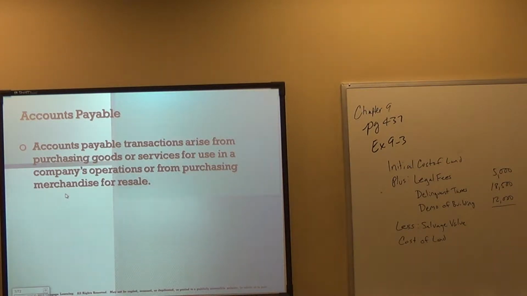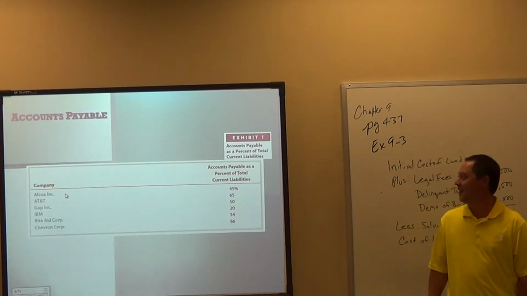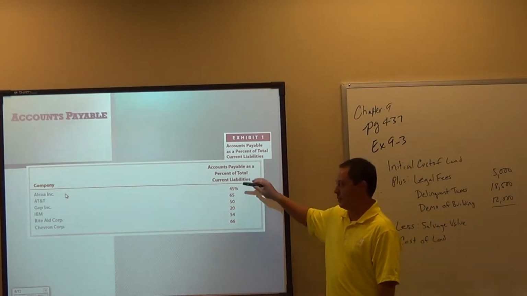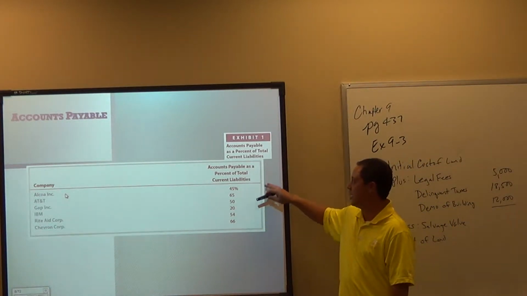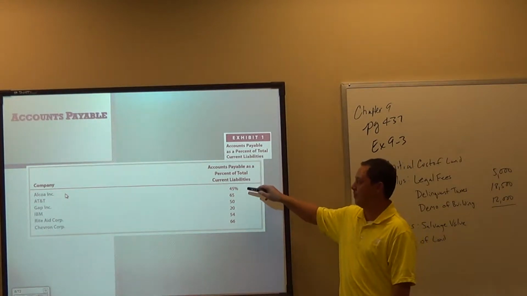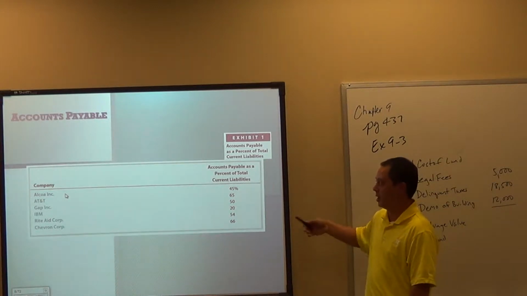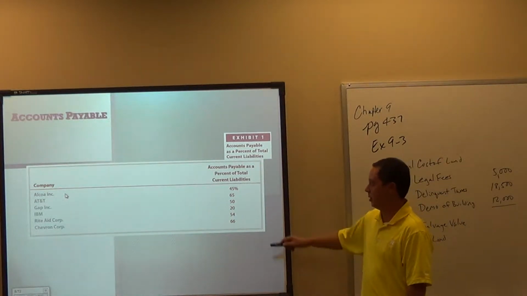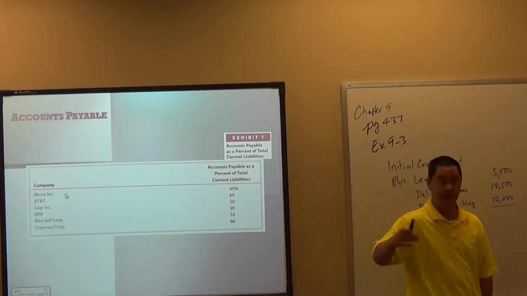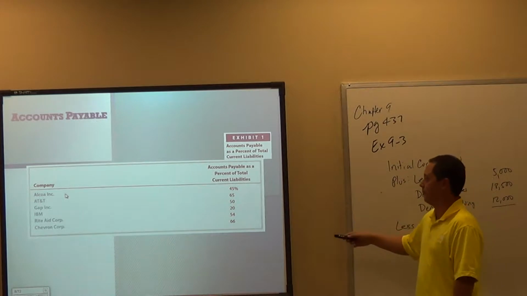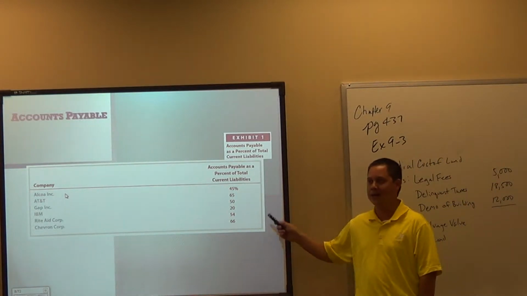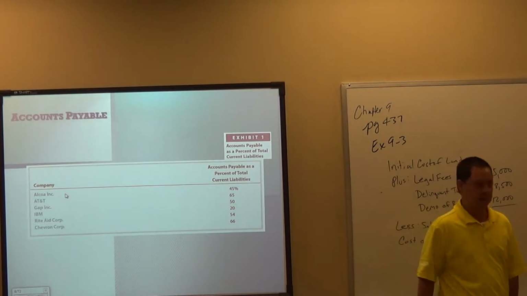So accounts payable transactions arise from purchasing goods or services for use in the company's operation, or purchasing merchandise for resale. All right, yeah. So in here, we look at some other companies that we looked at before with their fixed assets. You can see accounts payable as a percentage of the current liabilities. It's pretty high for a lot of them. And a lot of them is because they may be selling things as a part of it. So like Rite Aid, they're selling goods and services, goods that they may have. Chevron for their oil, for the gas and stuff like that they have. So a lot of other things there.